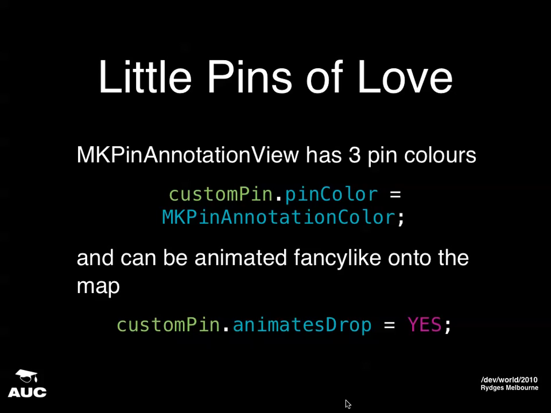To set that, there's a pin color parameter, and then there's an enumeration in there of MKPinAnnotationColor, which has MKPinAnnotationColorRed, Green and Purple. And it can be dropped, fancy-like as I like to call it, onto the map, which I really like. I think it looks great. You just have animatesDrop equals YES, and whenever you scroll over the map, it drops the little pin there, which I really like. I think that looks great.